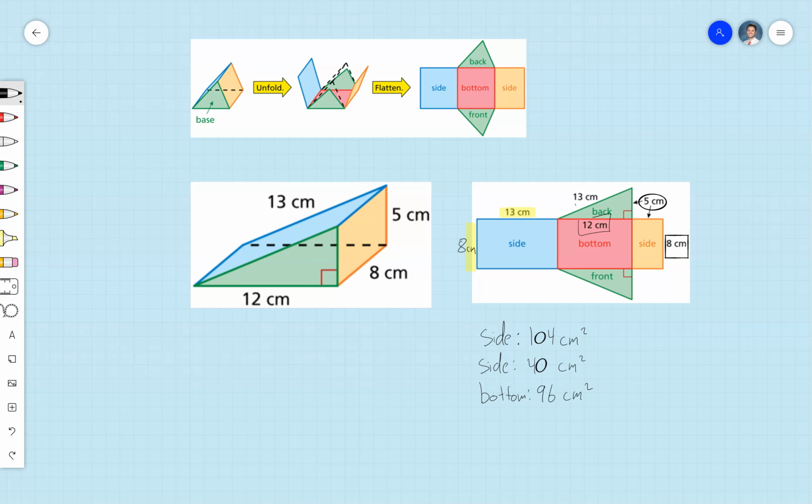And then our front and back, we've got triangles. Remember, the area for a triangle is 1/2 base times height. We can see here that our base is going to be 12 and our height is 5. You'll see there's this 13 centimeters listed here, but we do not need that in calculating the area for our triangle. Just 1/2 base times height. So we've got 1/2 of 12 times 5, which is 60, and 1/2 of 60 would be 30. So our front is 30 square centimeters, and the back is 30 square centimeters.